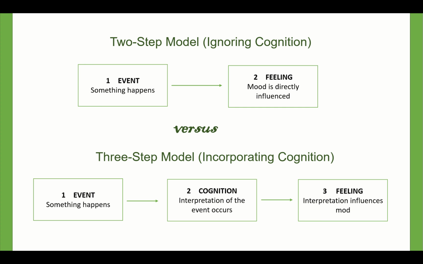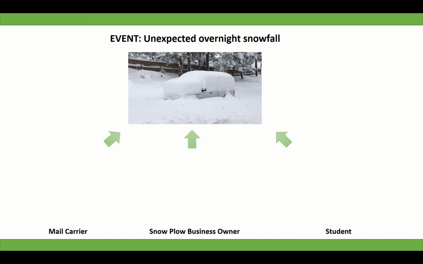Kasi, kung sa two-step model, ang event lang, and then directly your feeling, sa three-step model, first, something happens, and those things we interpret it, and lastly, those interpretations directly influence our feelings. So, this time, I'll be giving you an example of the power of cognition.